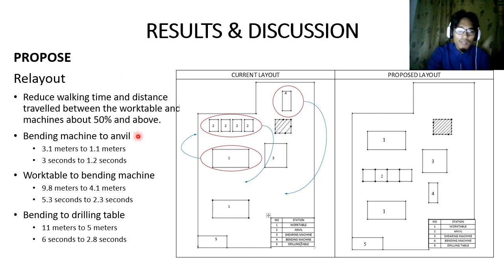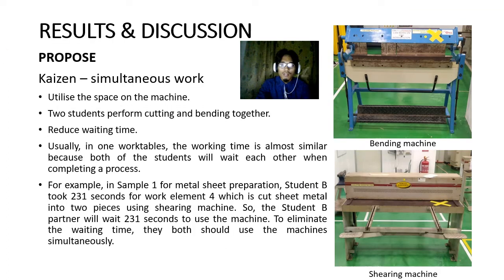As an example, bending machine to anvil from 3.1 meters to 1.1 meters, and the working time is from 3 seconds to 1.2 seconds. Work table to bending machines from 9.8 meters to 4.1 meters, and working time from 5.3 seconds to 2.2 seconds, and bending to drilling table from 11 meters to 5 meters, and working time from 6 seconds to 2.8 seconds. And the last part for the proposed phase is Kaizen.